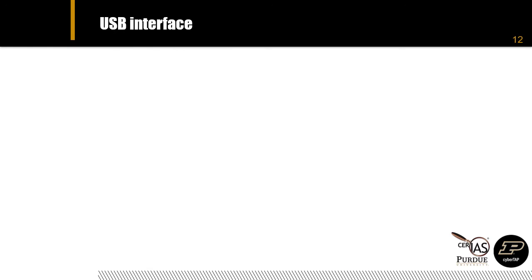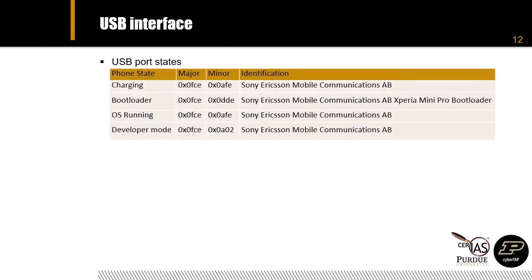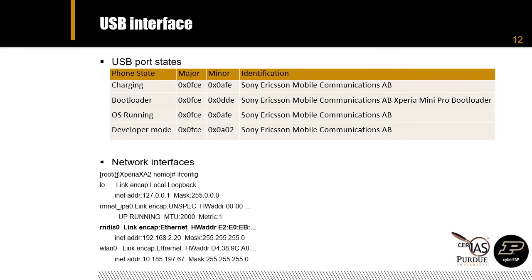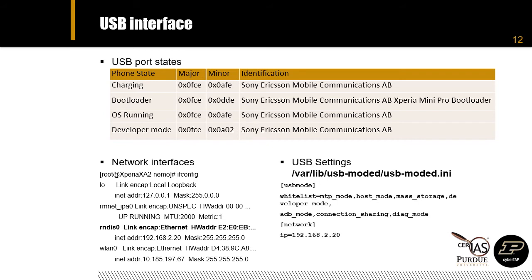The USB interface itself is interesting as it presents with different minor number depending on the state of the phone. For example, when it is in bootloader mode, the minor number will be 0DDE, and when the operating system is running or the phone is charging, it will be 0AFE. In developer mode, this changes to 0A02 because the device is also going to expose a network over USB interface, which will be seen as a RNDIS interface within Sailfish itself. The configuration for the USB port are stored in /var/lib/usb_moded/usb_moded.ini and have the following structure. You can observe the local IP address of the device in this file.